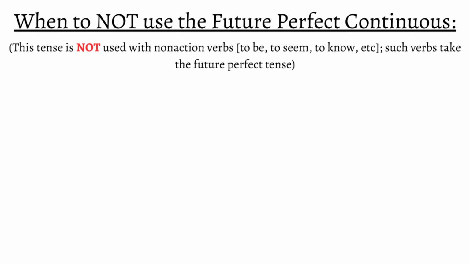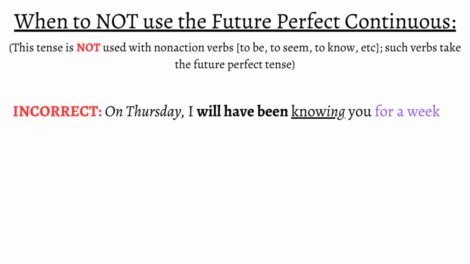At last, it's important to understand when to not use the future perfect continuous. This tense is not used with non-action verbs like to be, to seem, and to know, so instead, they take the future perfect tense. Basically, it is incorrect to say, on Thursday, I will have been knowing you for a week. In this case, the future perfect should be used because the verb to know meaningfully cannot be continuous.